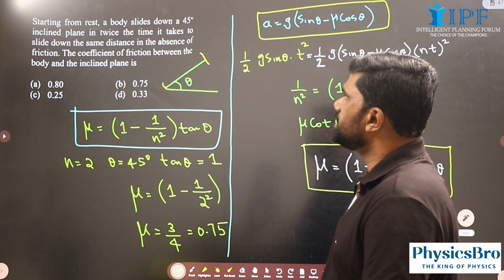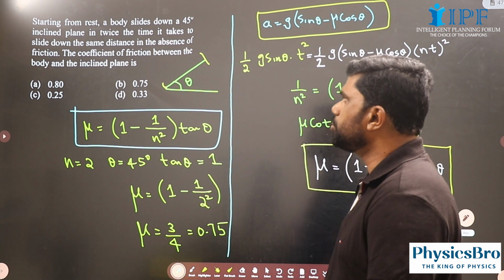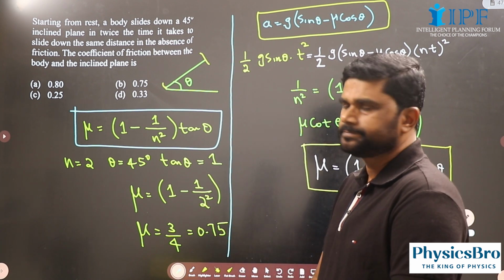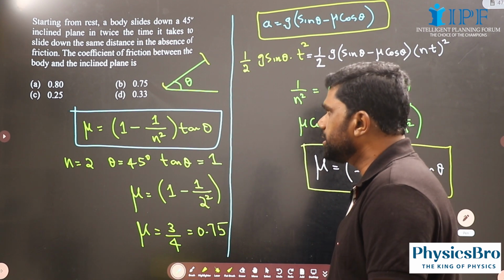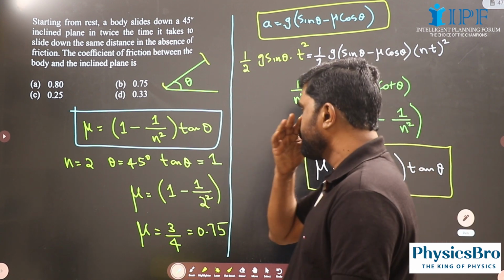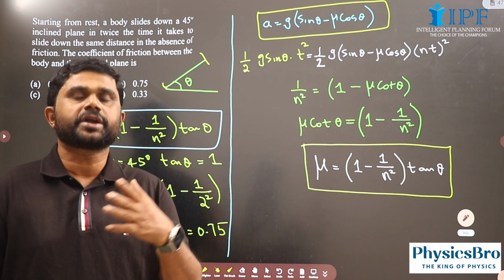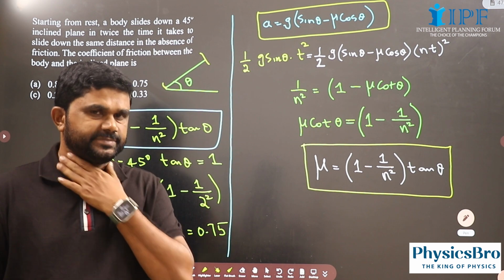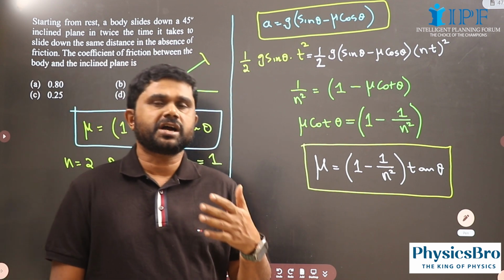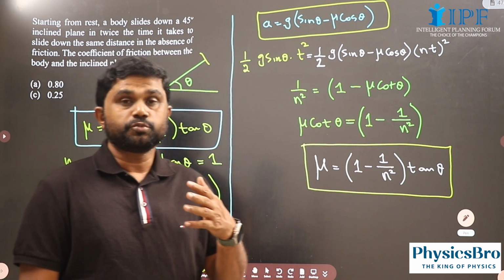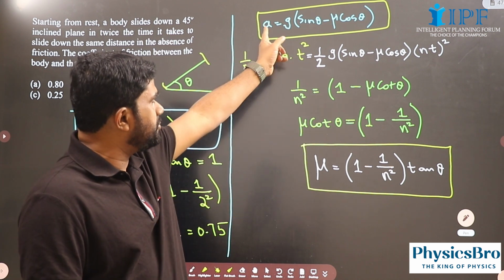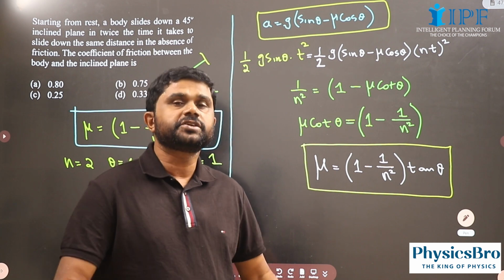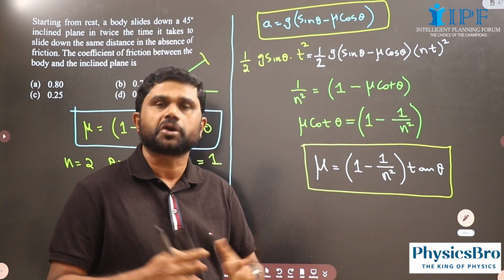Starting from rest, a body slides down a 45-degree inclined plane in twice the time it takes to slide down the same distance in the absence of friction. The coefficient of friction between the body and the inclined plane is? Here we have two cases, one with friction and the other without friction. In both cases, the body starts from rest and moves with a constant acceleration given by a equals g sin theta minus mu cos theta. If there is no friction, you simply put mu equal to 0.